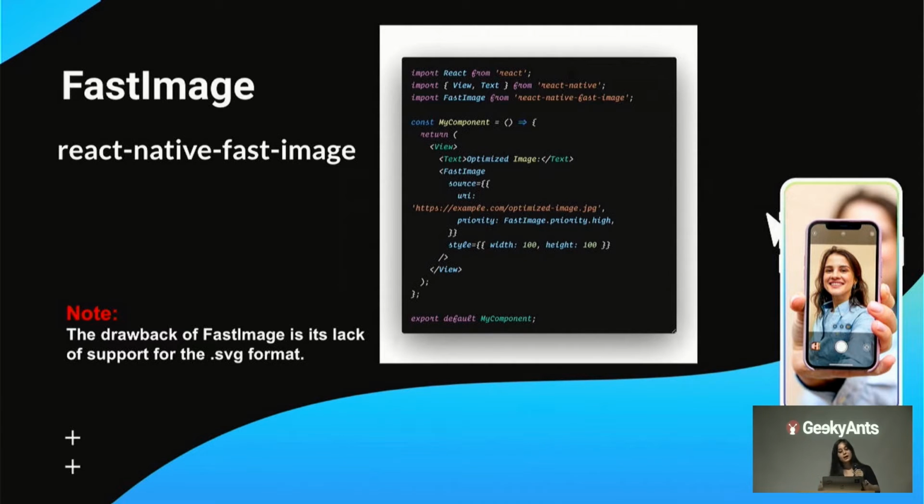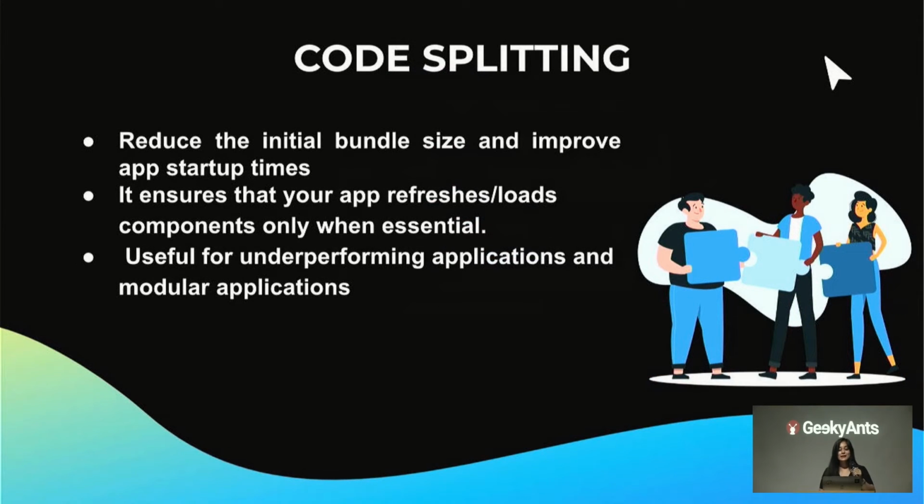As a personal opinion, I do prefer caching the images first. And moving on, we have the most underrated approach, that is code splitting. Code splitting is also done in React. A lot of us are familiar with that. Here we reduce the initial bundle size and improve the startup time. It ensures that the app loads the component whenever it is necessary.